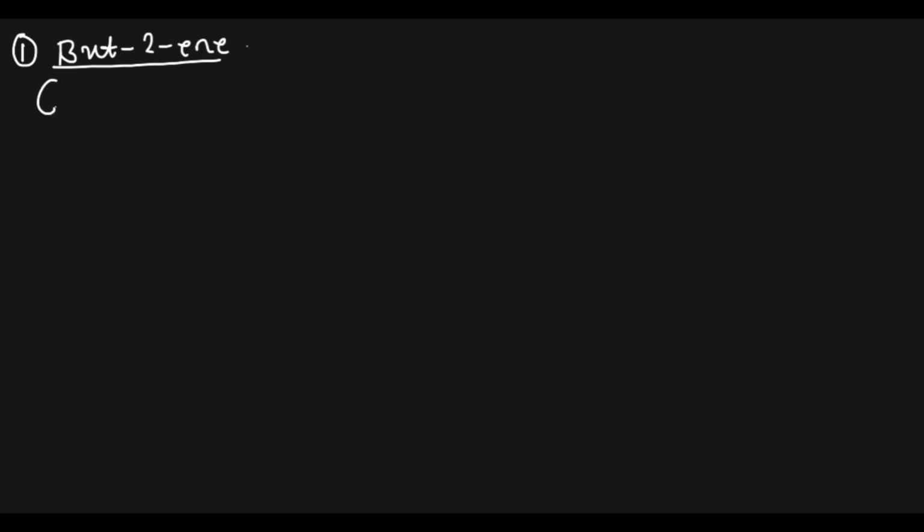So the formula is CnH2n. We remember that but- has 4 carbons, so n is equal to 4. So C times 4 is C4, then 2 times 4 we have 8 atoms of hydrogen. Now we can first begin by writing the 4 atoms of carbon.